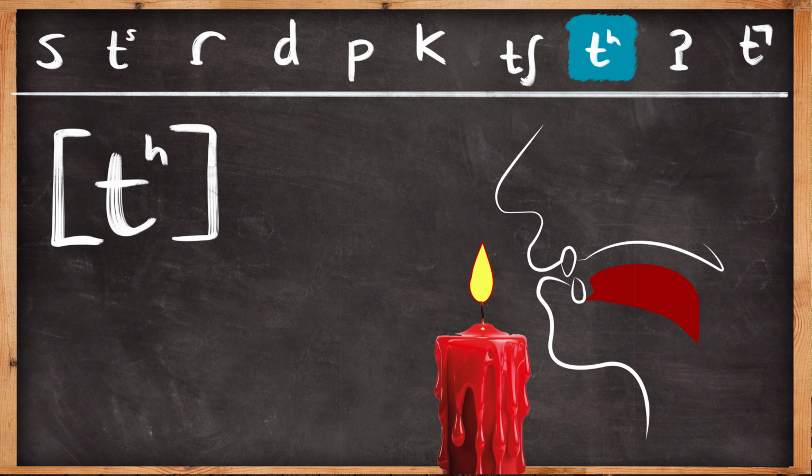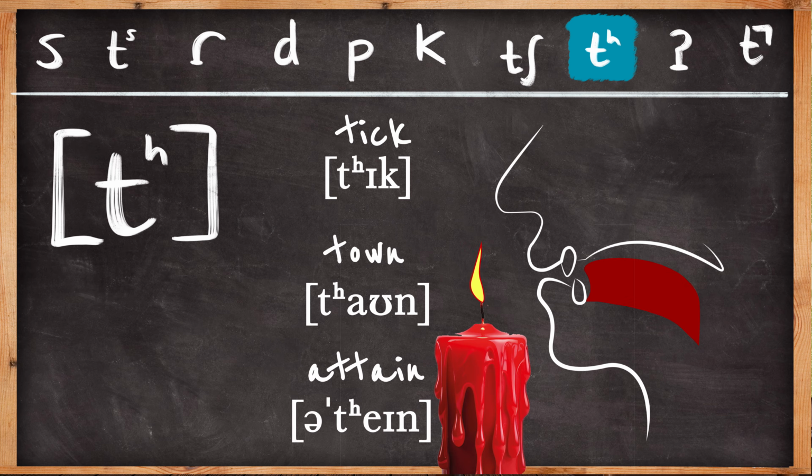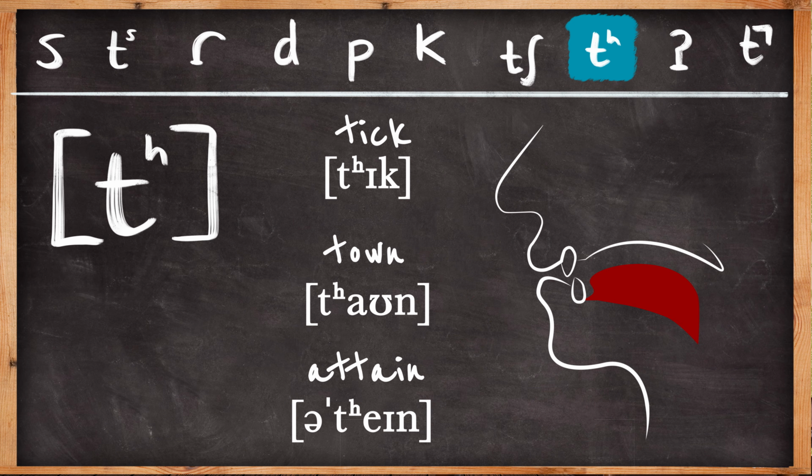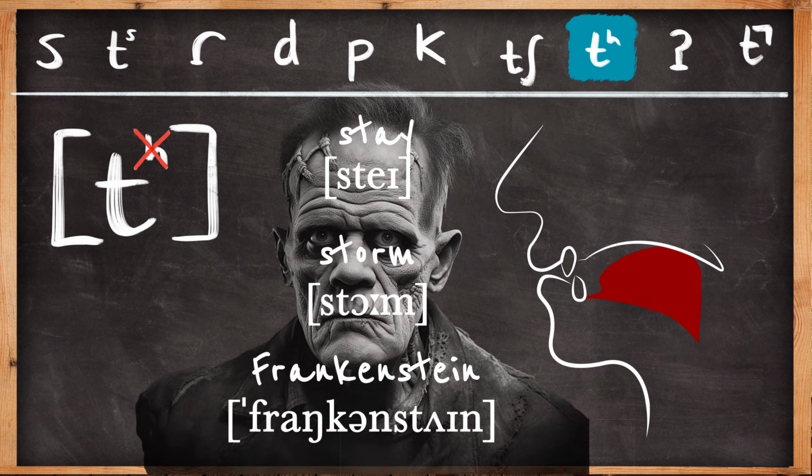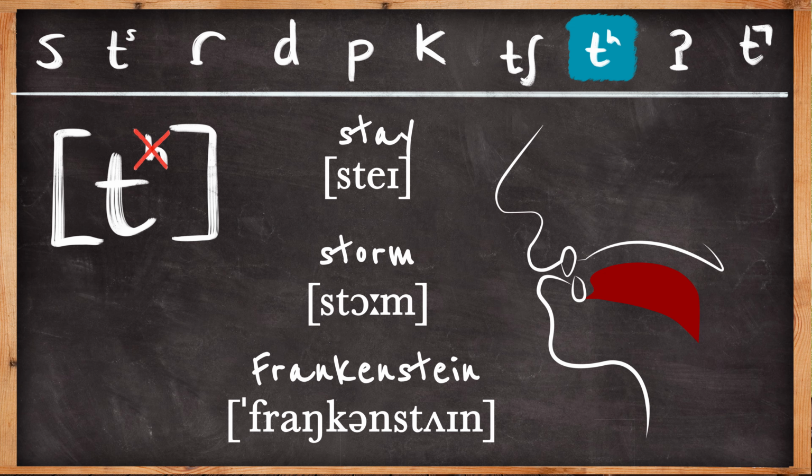8. T. Aspiration is a puff of air which is released as a sound is made. In English, this is very noticeable on the bilabial voiceless plosive P. You can see the candle move. T can also have this aspiration before stressed vowel sounds. Tick, town, attain. But affrication, that little S we saw earlier, is probably more common. Tick, town, attain. However, neither affrication nor aspiration will occur after S, so stay, storm, and Frankenstein are unaspirated and unaffricated.